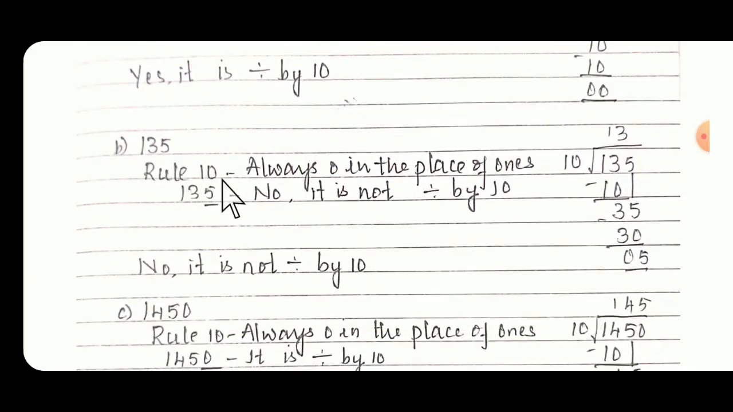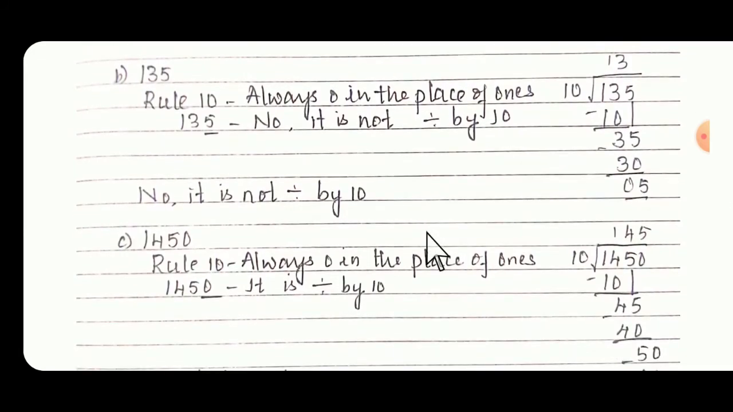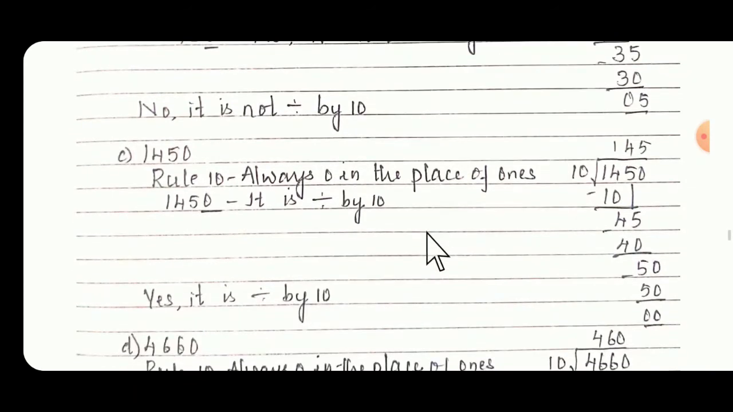135. Rule 10, write down: always 0 in the place of ones. So write down 135. What is the ones? Ones is 5 here. It doesn't satisfy divisibility rule 10. No, it is not divisible by 10. If you check also, it is not possible. Why? The remainder we got is 5. We should get 0.